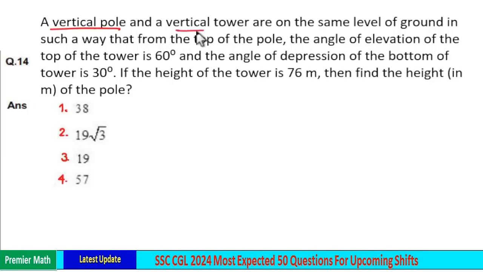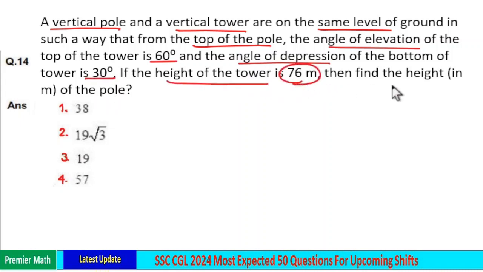A vertical pole and a vertical tower are on the same level of ground in such a way that from the top of the pole, the angle of elevation of the top of the tower is 60 degrees and the angle of depression of the bottom of the tower is 30 degrees. If the height of the tower is 76 meters, then find the height of the pole.